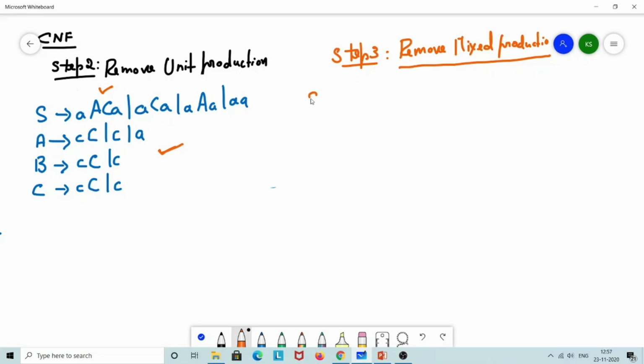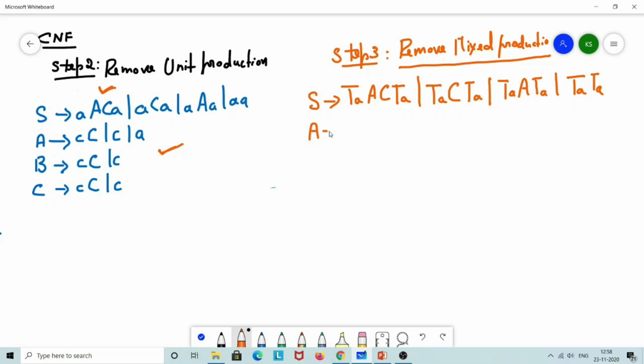So yes, we'll see the first rule. Here, if you observe, there is a mixture: small a is a terminal and capital A is a non-terminal. So I will replace this terminal a with the non-terminal TA, and this AC will remain as it is. Same goes for the second rule with respect to C. Then TA, capital A, TA, and the last one is TA, TA.